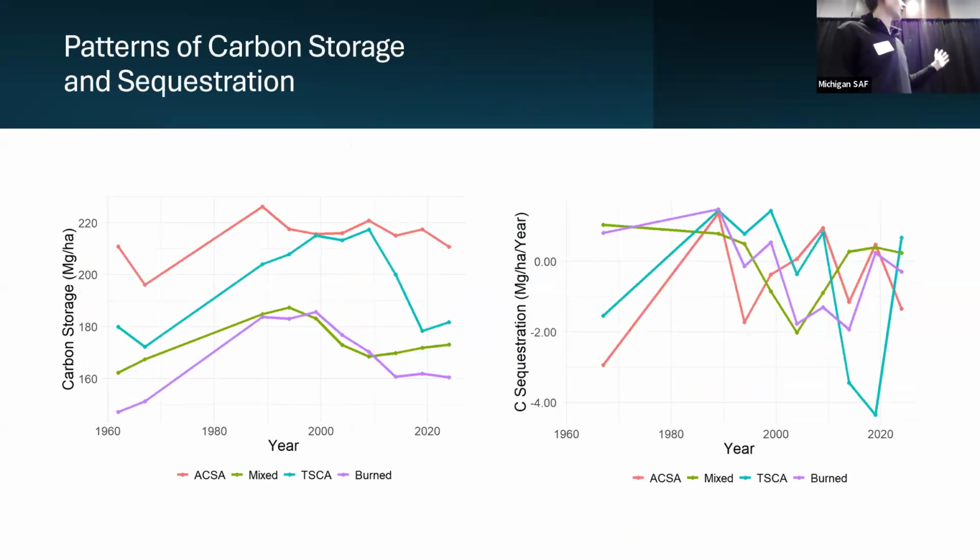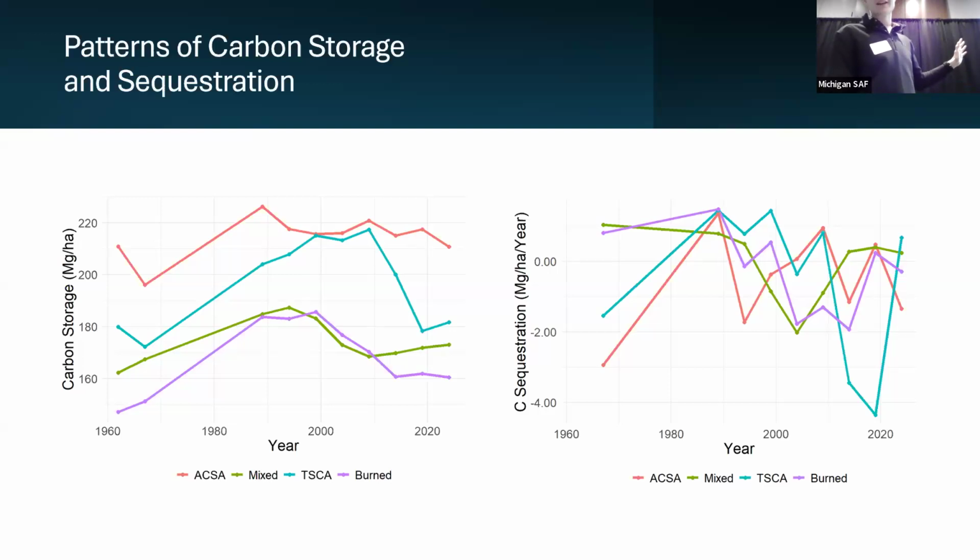We can also look at carbon storage over time from our inventory data, and we see that all of the stands, although they're not really right next to each other, follow similar patterns, so they're responding to the same things: climate, weather events, and things like that. And we see that the two pure stands, the almost fully hemlock and the almost fully sugar maple, have the highest carbon storage, and our more diverse stands stored slightly less carbon.